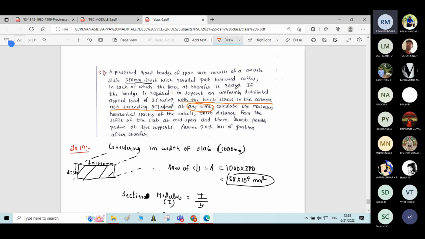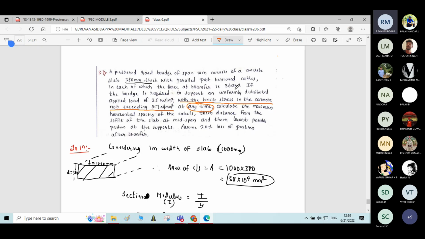Okay, but the number of cables is not given. If the number of cables were given, you would have determined the total pre-stressing force directly. He says that there are a few cables, each cable carrying 360 kilonewton. If the number of cables were given, you would have calculated the pre-stressing force directly by multiplying the number of cables by the force in each cable. But that is not given.